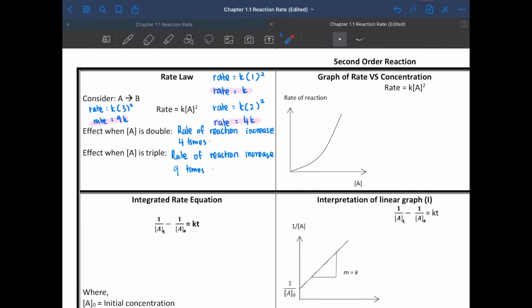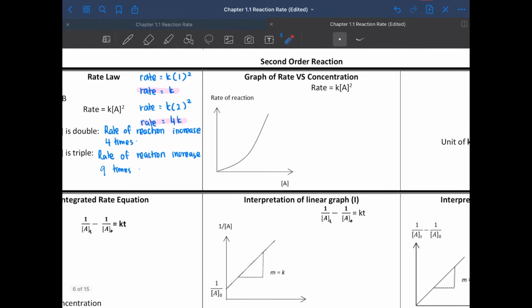Okay. Next, kita nak tengok graph lah. Graph rate versus concentration. Sama juga, rate of reaction versus concentration. You should get a curve graph. Okay. Curve saya ni pelik sikit sebab saya pakai ni saya pakai komputer. So, dia sepatutnya curve yang macam ni lah. Okay. You can erase this and redraw it again.